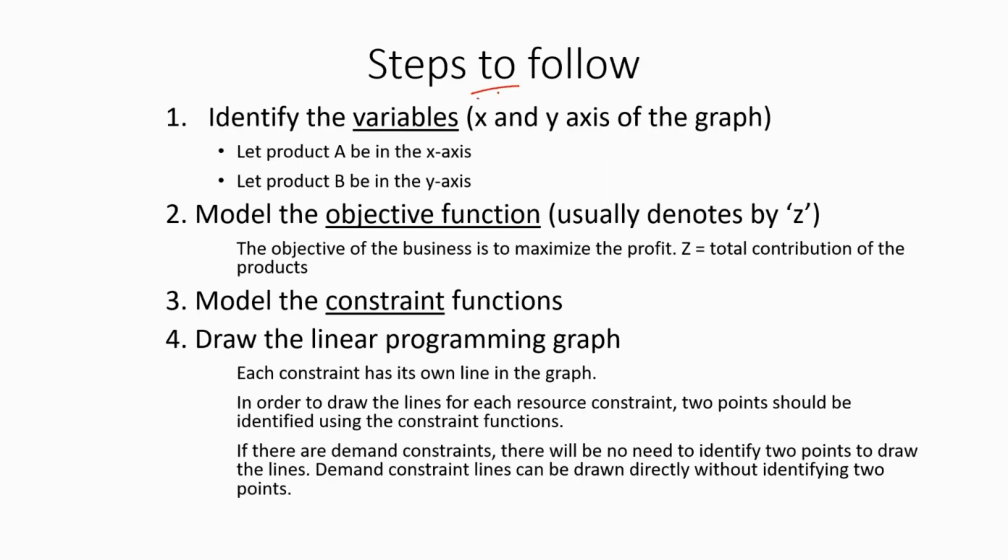These are the steps to follow when it comes to linear programming analysis. The first step, identify the variables. Simply, this means we have to assign products to the x and y axes of the graph we are going to draw. For example, let product A be on the x-axis. This means the x-axis from now on represents product A. Let product B be on the y-axis. This means from now on the y-axis will represent product B.